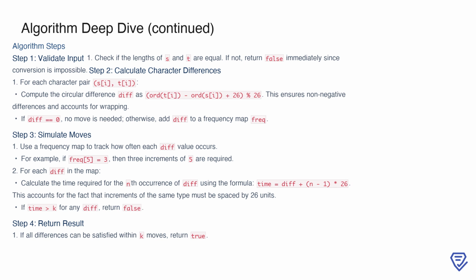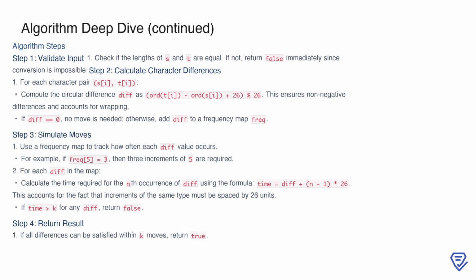After that, we simulate the moves. For each difference in the frequency map, we calculate the time required for each occurrence using the formula time = diff + (n - 1) * 26, where n is the occurrence count. This formula accounts for the spacing of 26 units between repeated uses of the same difference. If at any point the time exceeds k, we return false.